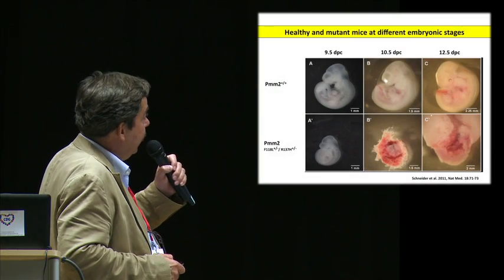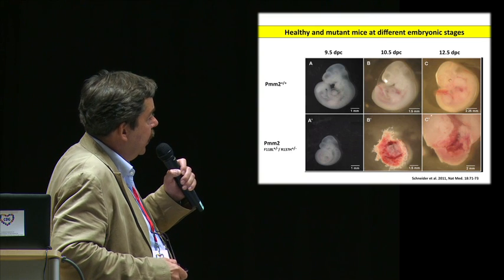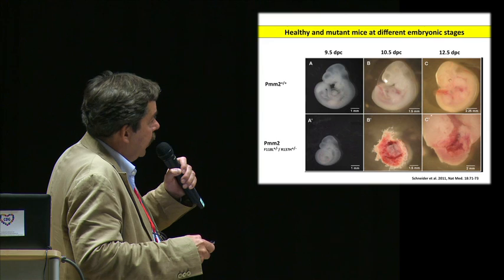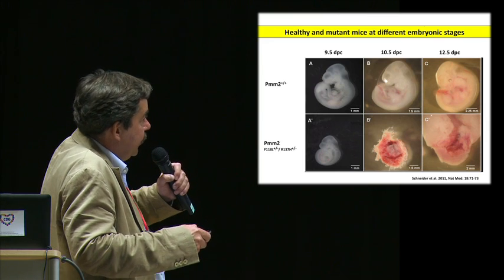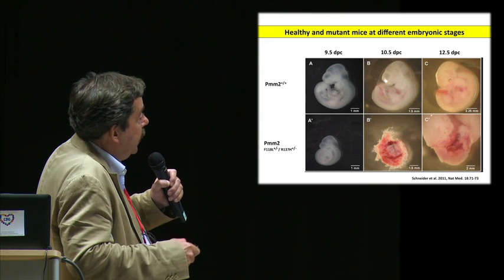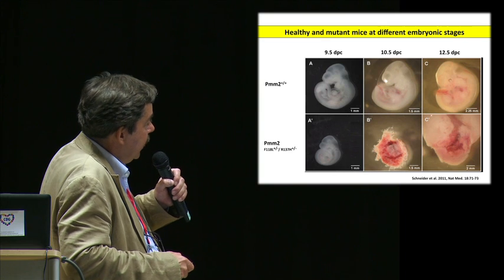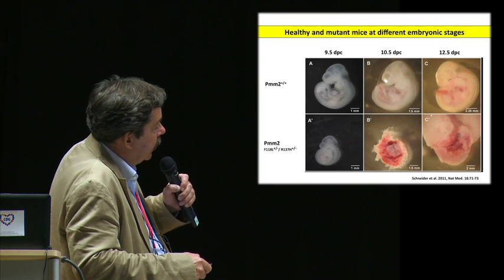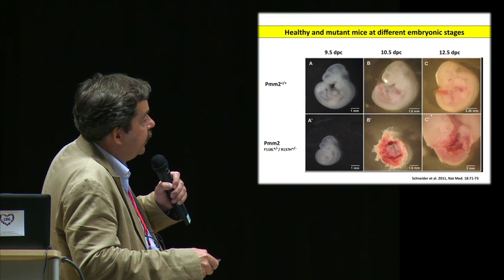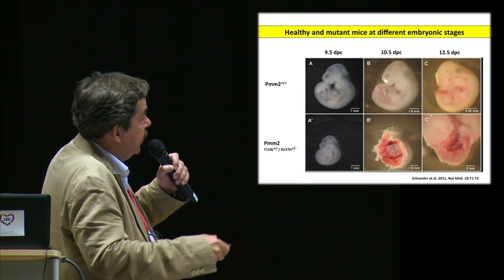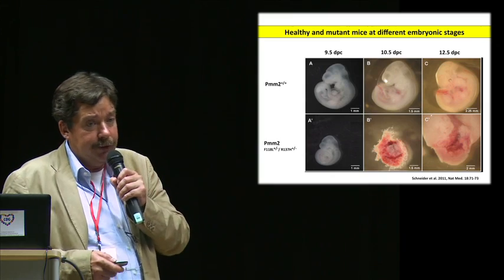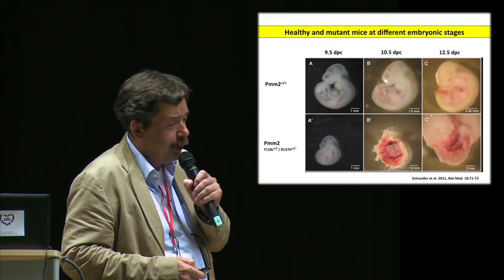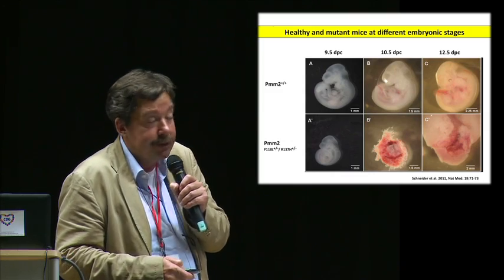And what was happening there is that these are littermates. So these are healthy brothers, from the same mother, and they went down and were resorbed, completely resorbed at day 12.5. So this was really disappointing because it took us a long time to generate these mice.